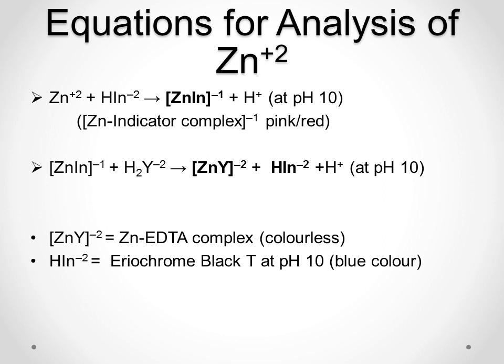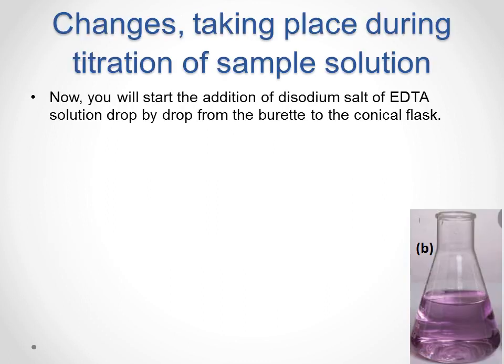So the pink, red and blue colors will appear in the form of purple color as an intermediate color of the complexometric titration. In this slide, we will just recall the equations. The addition of disodium salt of EDTA solution drop by drop from the burette to the conical flask will be started. After the addition of disodium salt of EDTA solution to the conical flask, what will happen?